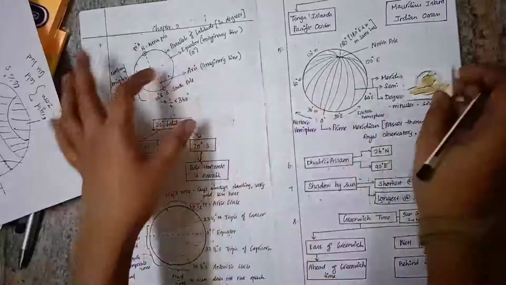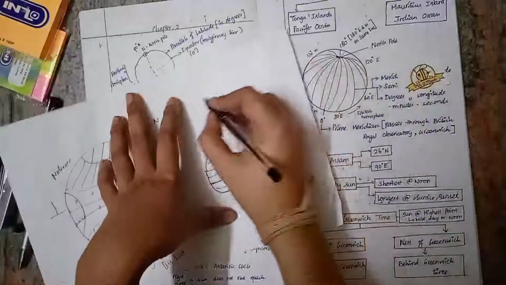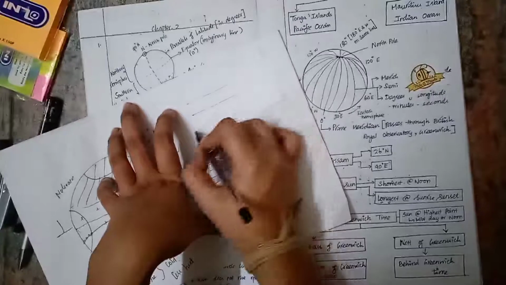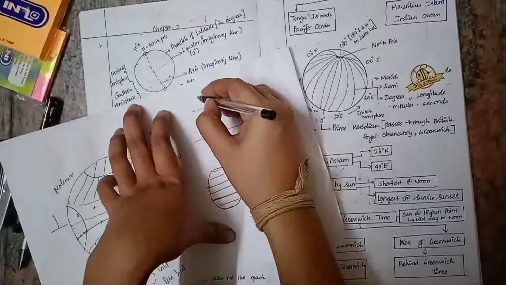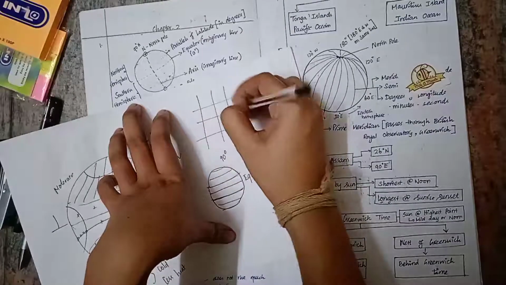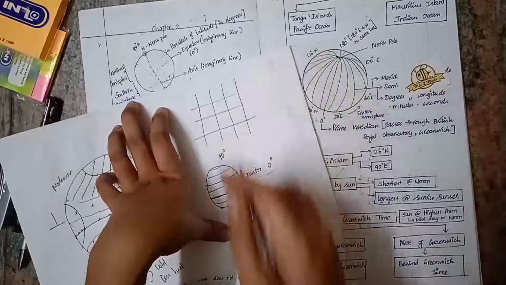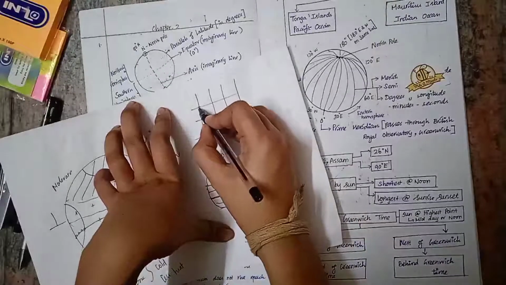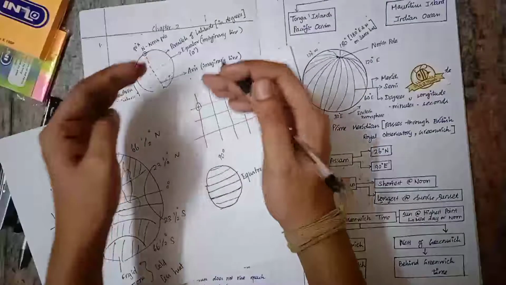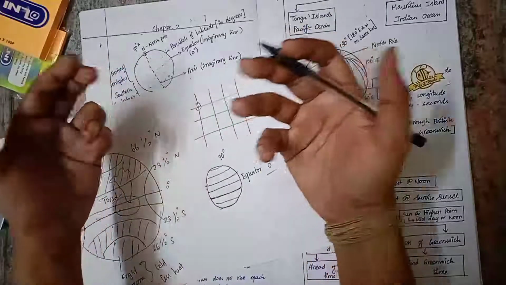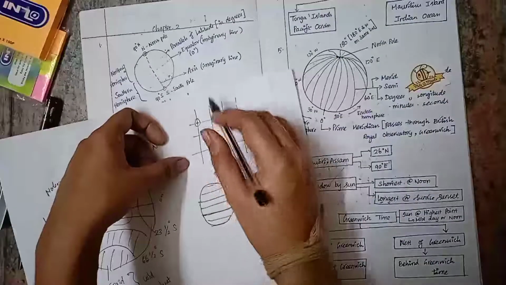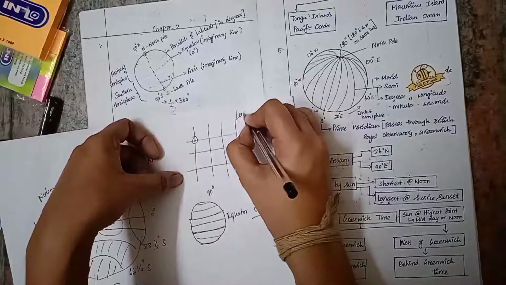Because of this, we draw another line which cuts the latitude, the horizontal lines. To cut the latitude, we draw a vertical line which is called longitude. This vertical line cuts the latitude and creates a point. By using these horizontal as well as vertical lines, we can locate a position so easily. So these vertical lines are called longitudes.